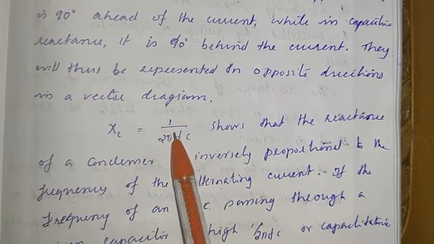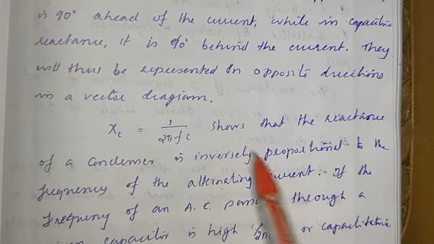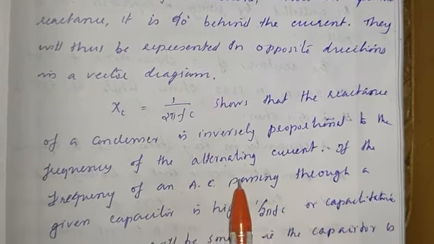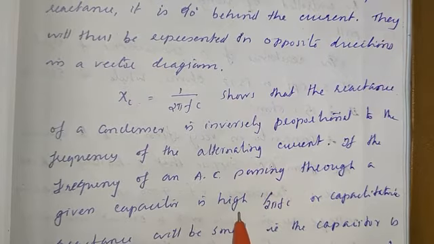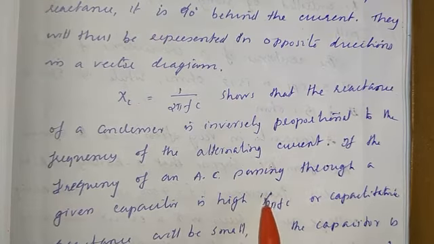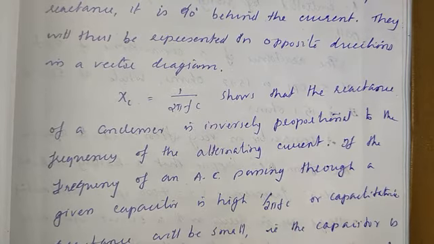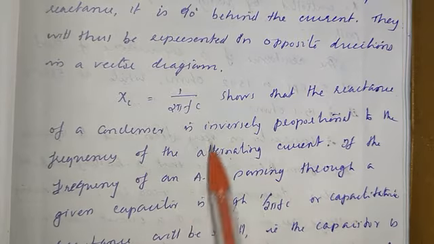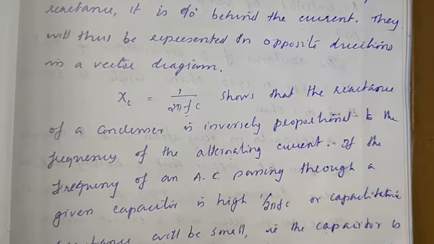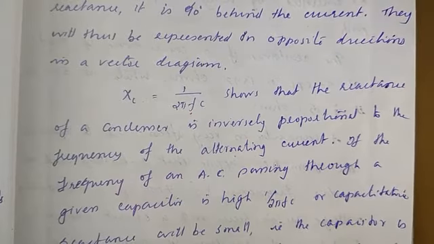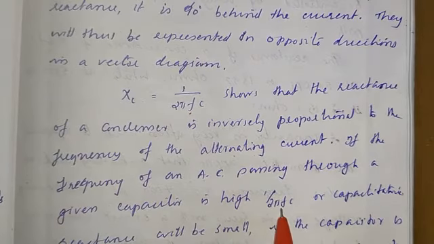It is clear from this equation. F is in the denominator, so it is inversely proportional to the frequency of the alternating current. If the frequency of an AC passing through the given capacitor is high, then 2 pi fc is high, so 1 by 2 pi fc, or the capacitive reactance, will be small. And we can say vice versa. If it is small, the capacitive reactance will be high.